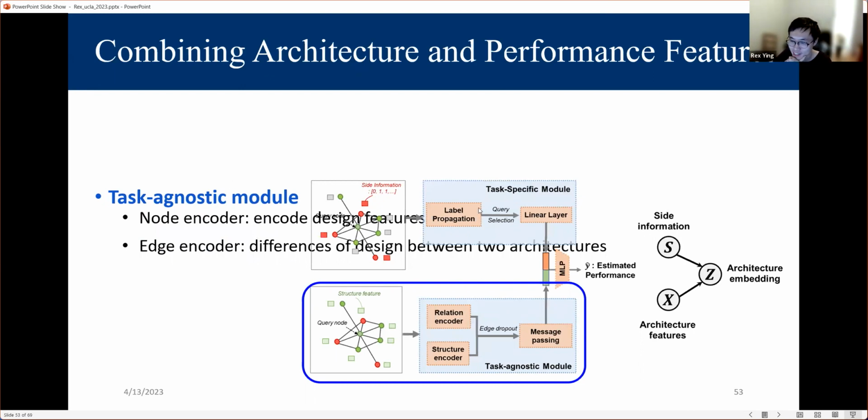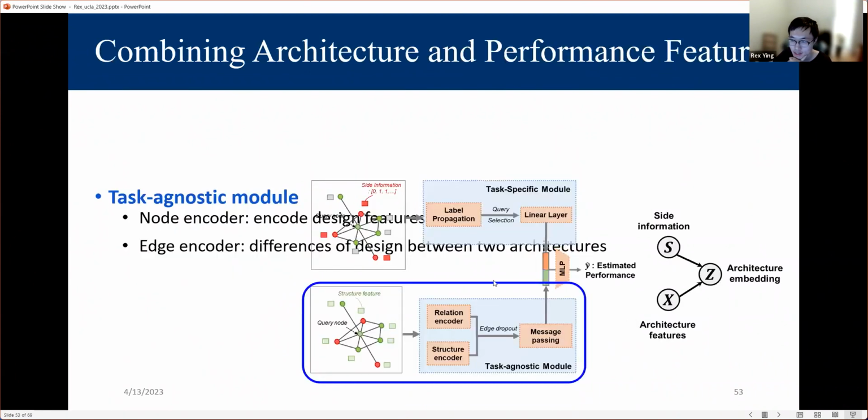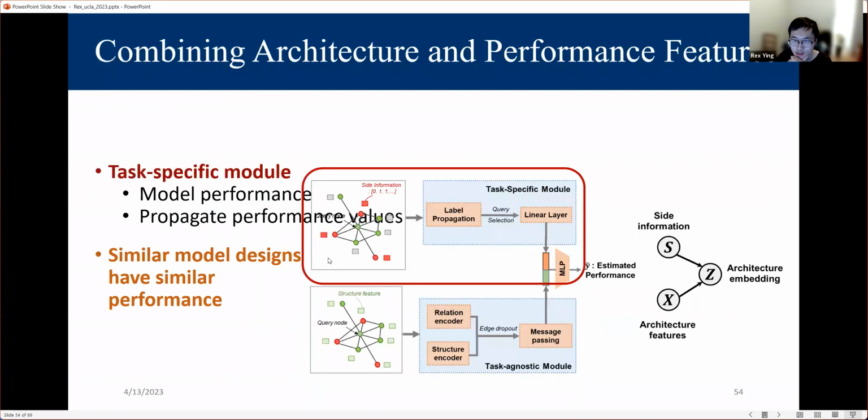I can just continue, and you can still see the figure, which consists of two parts: the task-agnostic part and the task-specific part. The task-agnostic part is the GNN prediction I talked about. We use a graph neural network to predict the model performance given an architectural feature, right? And then there's also the task-specific module, which also takes into account the model performance. We have those red nodes where we already have experimental results, and those green nodes that are not yet explored.